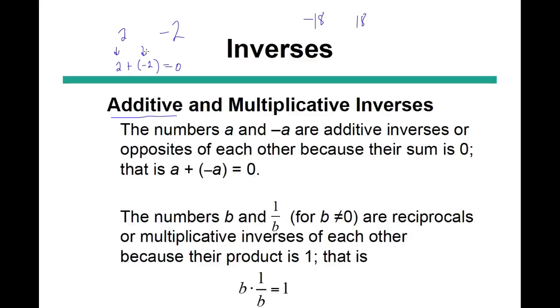So the multiplicative inverse kind of works the same way. So here we know that, let's say if I take 2 and if I multiply it times 1/2, that would give me a value of 1. And same thing happens if I take 4 and then I multiply that times 1/4, I would still get 1 as an answer there. So 2 and 1/2 are multiplicative inverses of one another, and 4 and 1/4 are multiplicative inverses of each other.